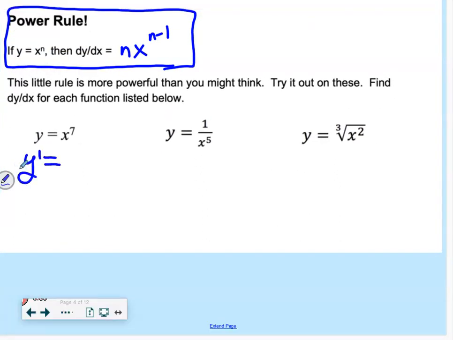So just as a class, what's the derivative of x to the 7th? 7x to the 6th. Good job, class. Well done.